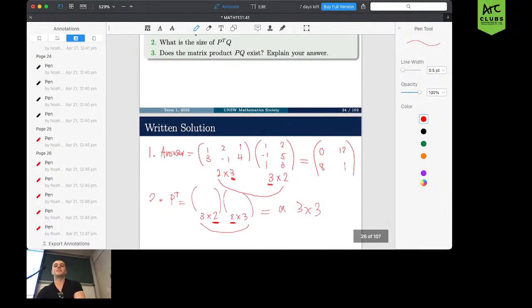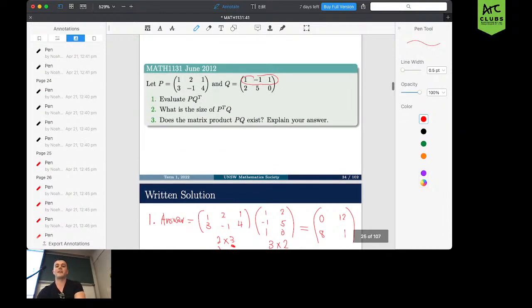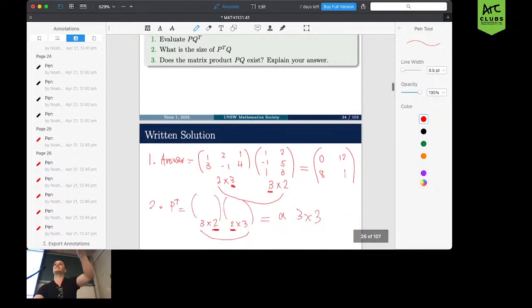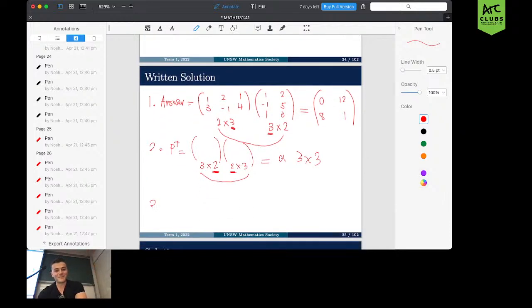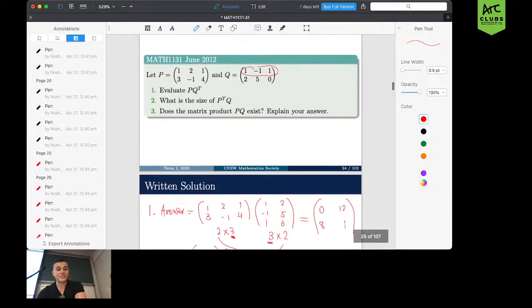Okay, does the matrix PQ exist, and explain why? Does it exist? Hands up if it exists. Good. It doesn't exist. So, does the matrix PQ exist?